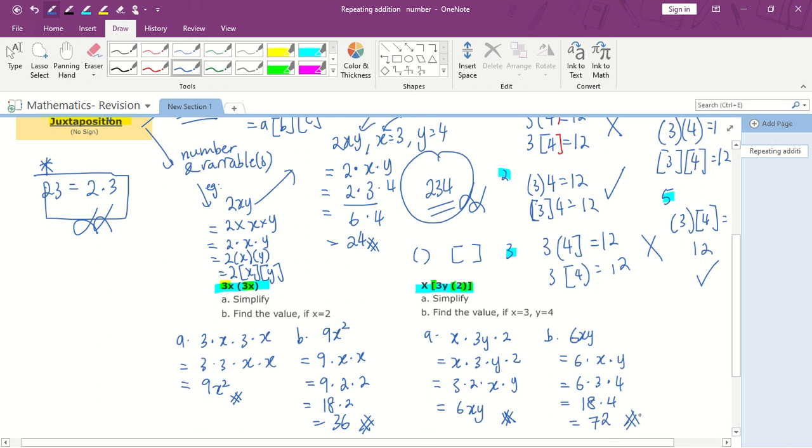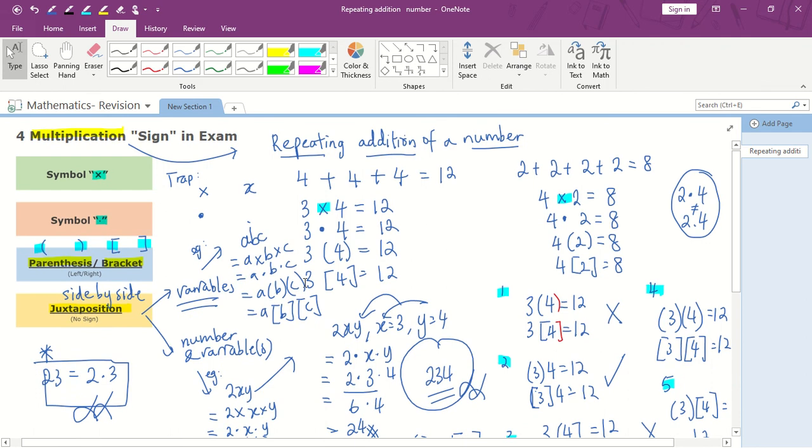That's so. So let's look back to these 4 multiplication signs. First is the symbol times. Second is the symbol dot. The third one is parenthesis, or bracket, either left or right, which actually represents multiplication. If you see both together at the same time, like closing and opening, it's the same thing. Just assume it as times. And the last one is juxtaposition, which means side by side. Remember, it happens between variables, it happens between number and variables, but it will not happen between number and number.